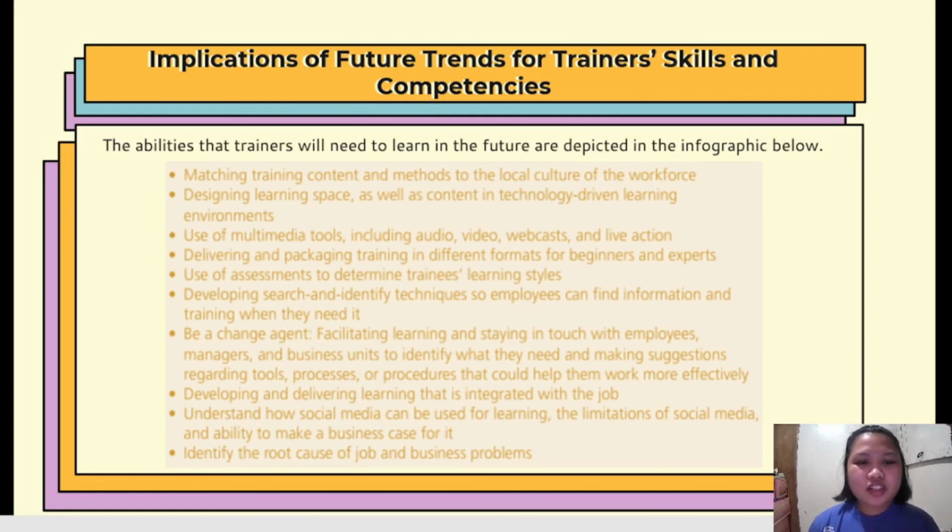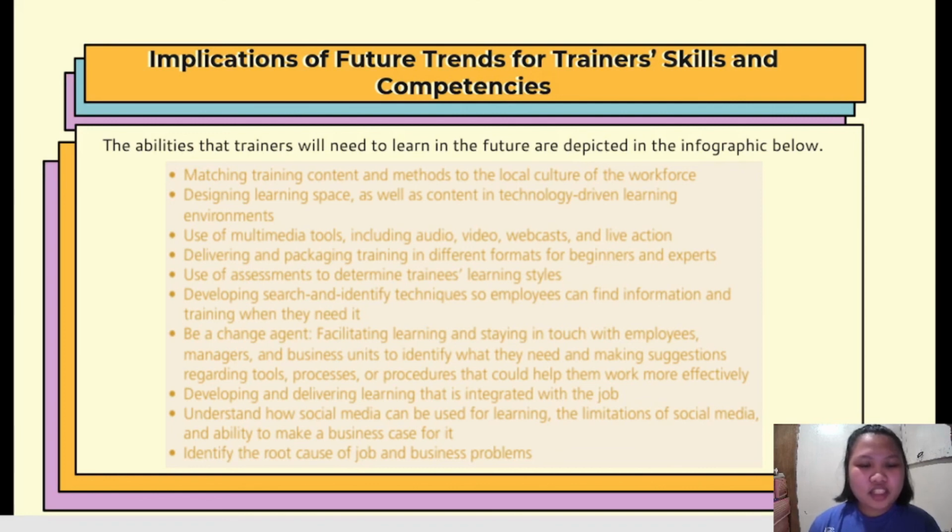Matching training content and methods to the local culture of the workforce. Designing learning space as well as content in technology-driven learning environments. Use of multimedia tools including audio, video, webcast, and live action. Delivering and packaging training in different formats for beginners and experts. Use of assessment to determine trainees' learning style. Developing search and identify techniques so employees can find information and training when they need it.